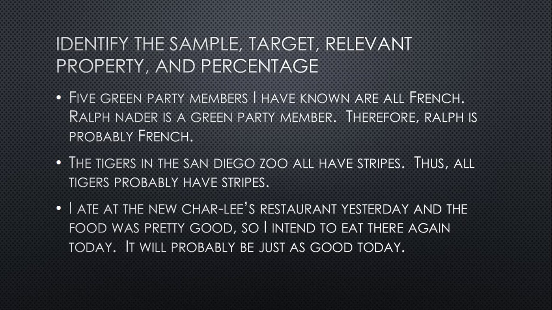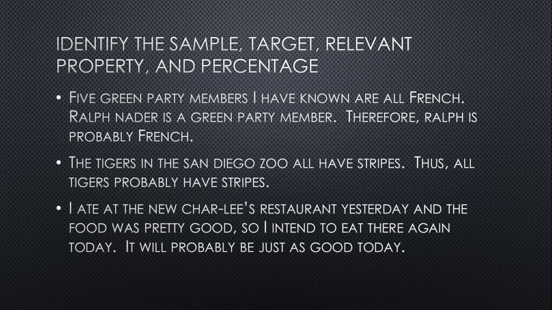Next, what is the relevant property that's being attributed to tigers in this statistical argument? Well, it's having stripes. Right? Having stripes is the relevant property. Next, what is the percentage of the sample that has the relevant property? Well, in this case, the sample is the tigers in the San Diego Zoo, and it says here that all of them have stripes. So the percentage is 100%.